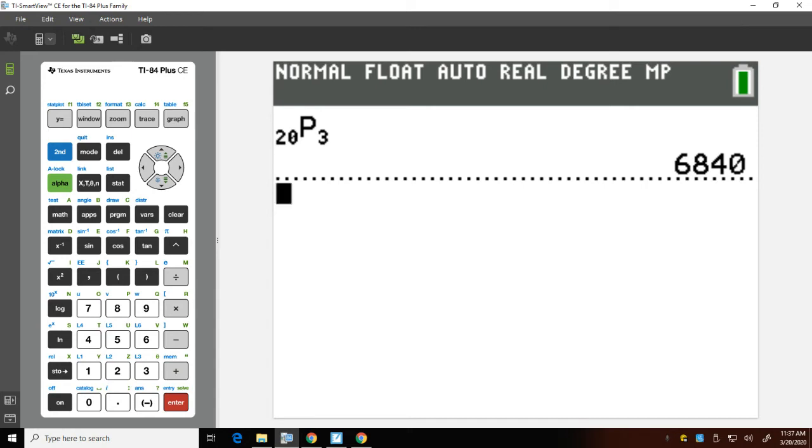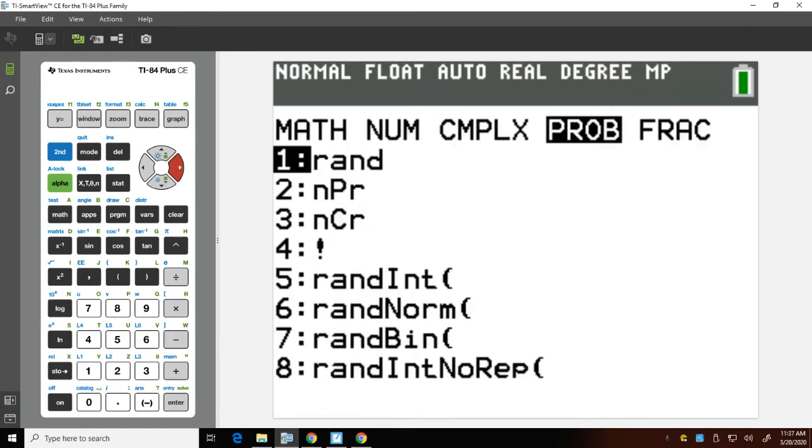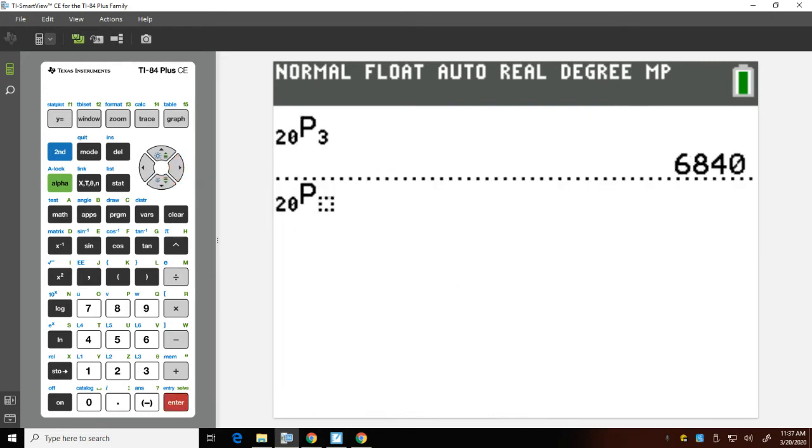Another way that you can do this, just so you know, is you can put in the first number, 20, then hit math, scroll over to your prob, scroll down to number 2. See there, it automatically put the 20 down below, and then you can hit your 3, and you're good. Okay? So there you go. That's how we run permutations. Again, I showed you the one time by hand. Now just let the calculator do the dancing for you.